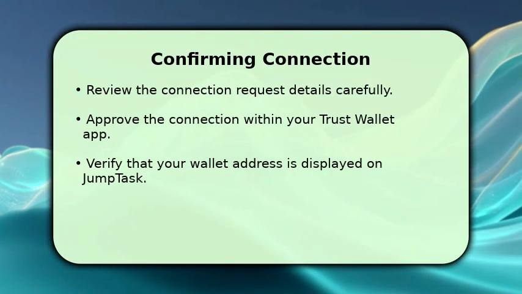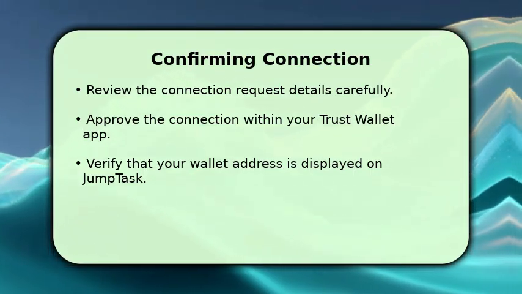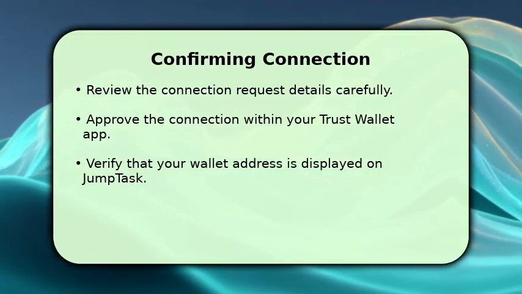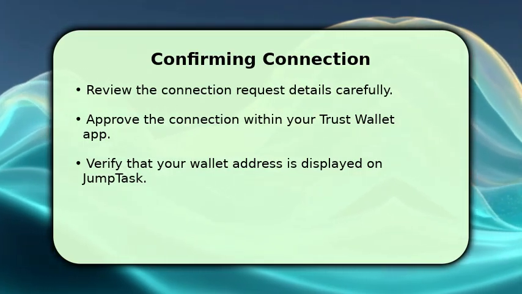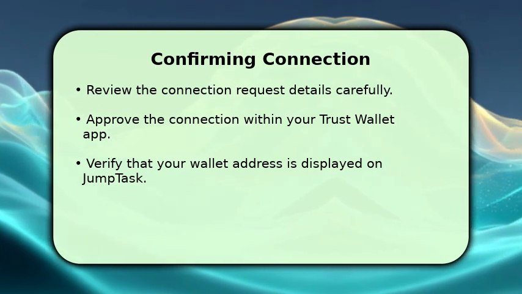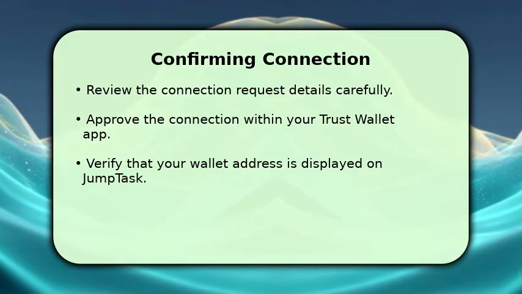After selecting Trust Wallet, a pop-up will appear in your wallet asking for your approval to connect. Always review the details of this request to ensure you're connecting to the legitimate JumpTask site. Once you're confident, confirm the connection. You should then see your wallet address or balance reflected on the JumpTask dashboard, indicating a successful link.